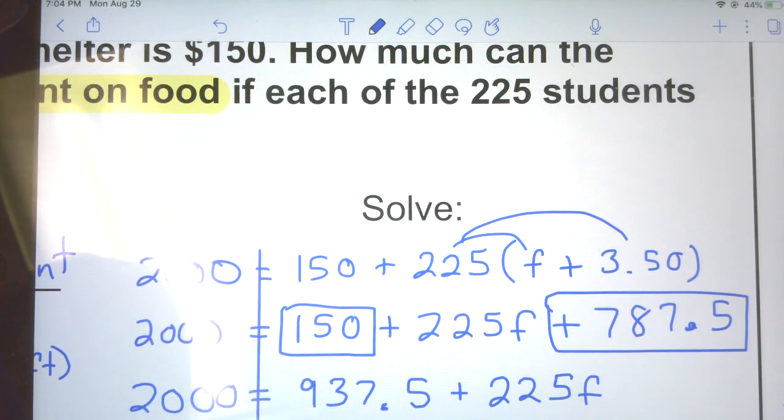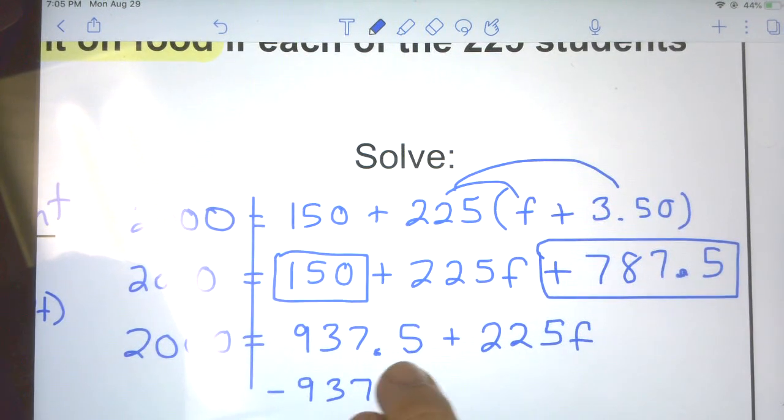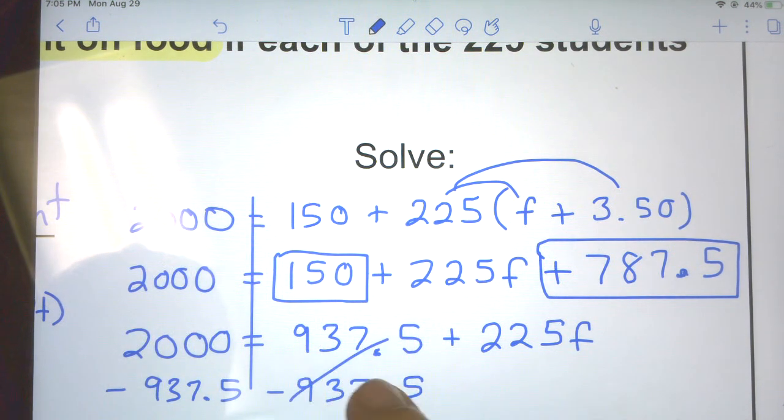Next step is to get your constants on one side. So I'm going to subtract the 937.5 on both sides. Take 2,000 in Desmos minus the 937.5. Gets me 1,062.5. This will cancel.